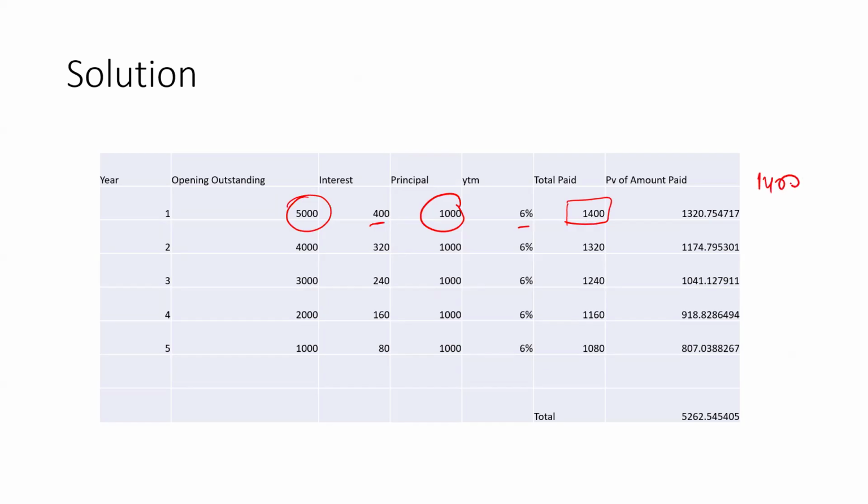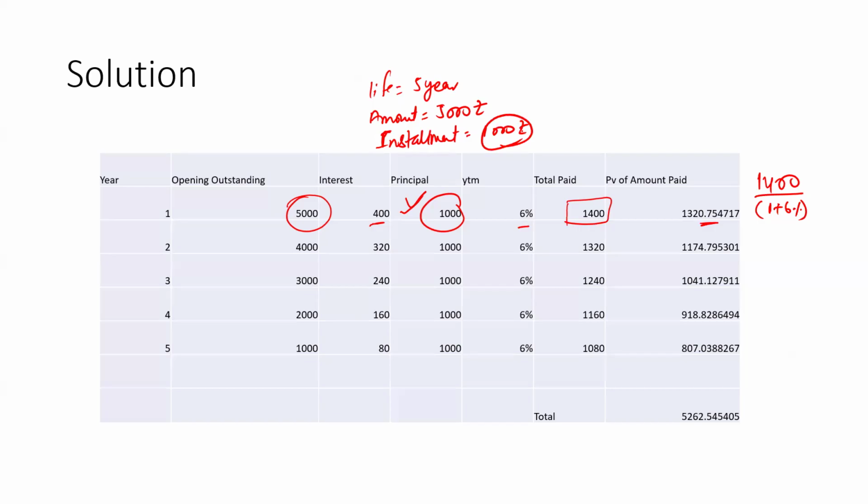So if I find the present value of this 1,400, because the cost of debt is 6%, you will get 1,320.754. Then next year, because we have paid ₹1,000. How did we pay ₹1,000? Because the life of the instrument is 5 years, and the amount of loan was ₹5,000. So how much is the installment, meaning equal payment paid in the form of EMI, that is ₹1,000. So ₹1,000 is paid every year.